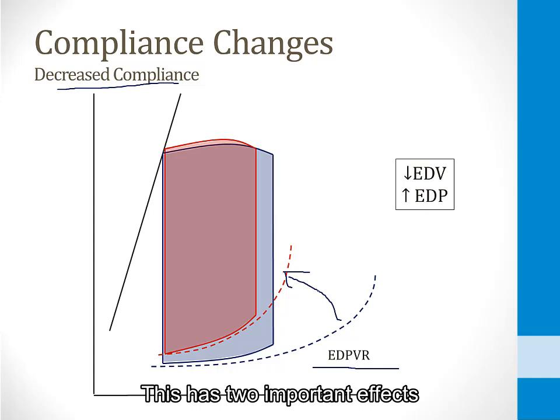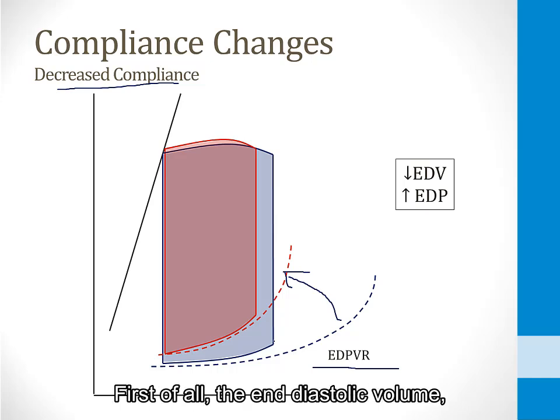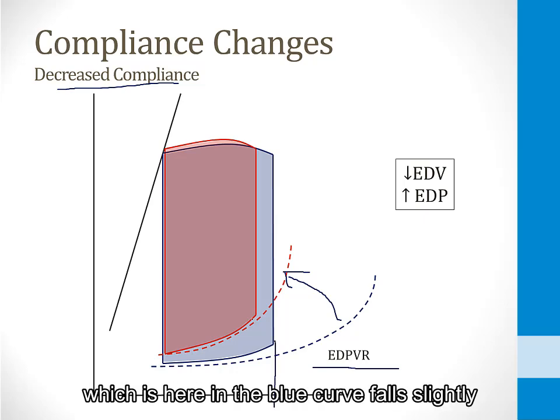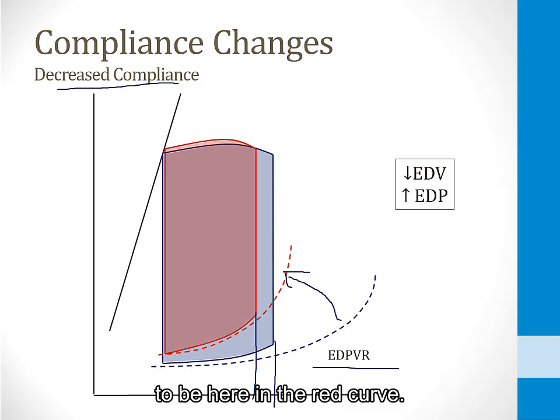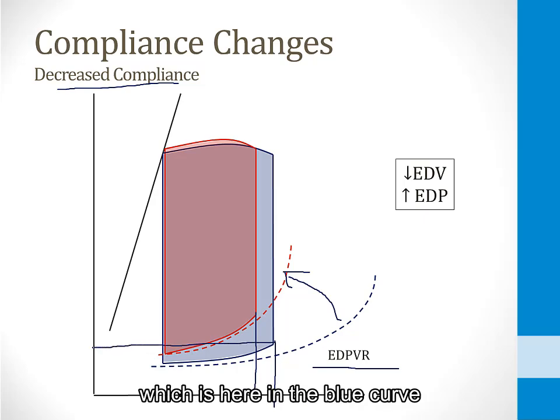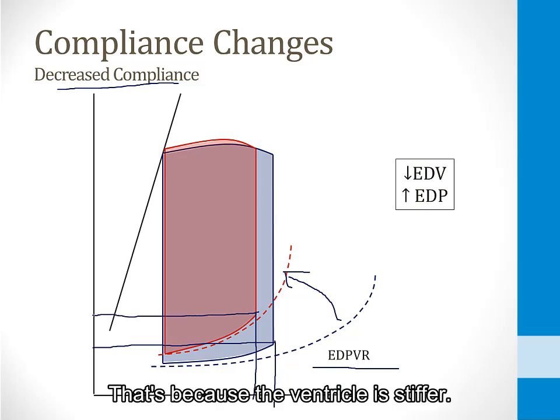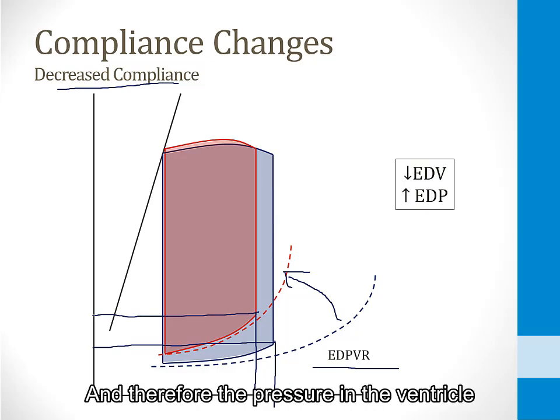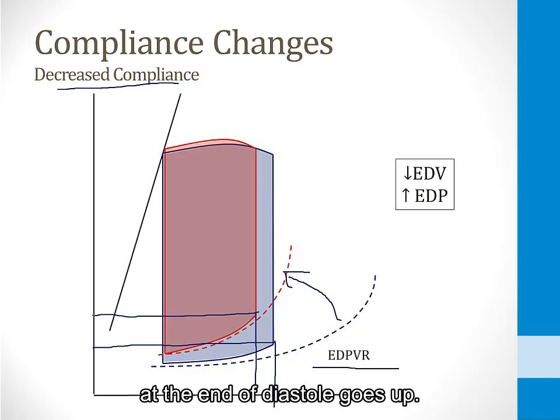This has two important effects on the pressure-volume loop. First of all, the end diastolic volume, which is here in the blue curve, falls slightly to be here in the red curve. That's because the ventricle is stiff and it cannot fill as easily. In addition, the end diastolic pressure, which is here in the blue curve, is much higher in the red curve. That's because the ventricle is stiffer, so those molecules are packed into a stiffer chamber, and therefore the pressure in the ventricle at the end of diastole goes up.